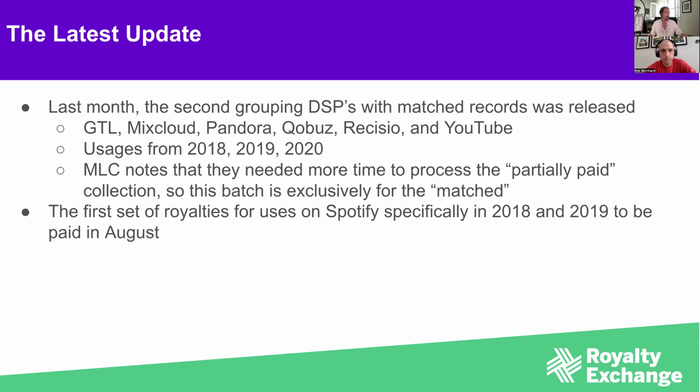Now, in this next selection here, it's GTL, Mixcloud, Pandora, QOBUZ, which I'm not familiar with, Rhapsody, and YouTube. So a couple of big names in there. And that's for usages that are 2018, 19, and 2020. And that does not include the partially paid. So they've mentioned that they need more time to get all that stuff organized together. I mean, it's a staggering amount of data. So a little bit of a delay there, and that's something they were a bit prepared for. They did mention these payments will likely extend into 2025. So these catch-ups will come for a bit longer.